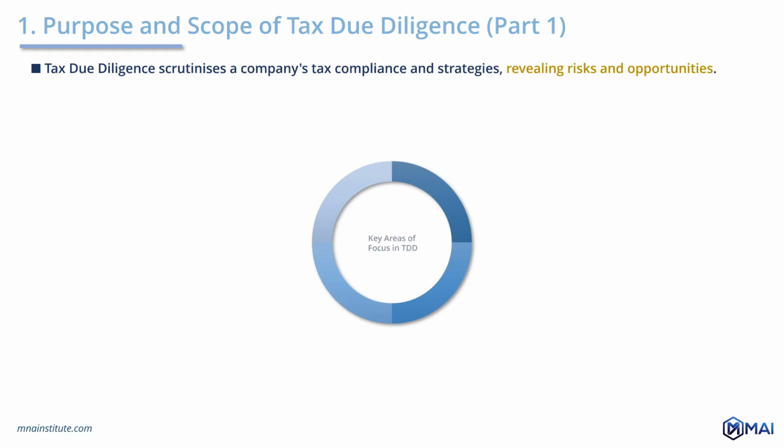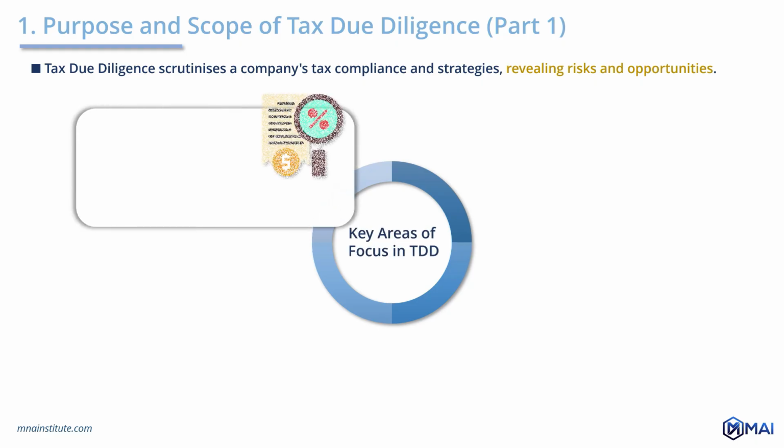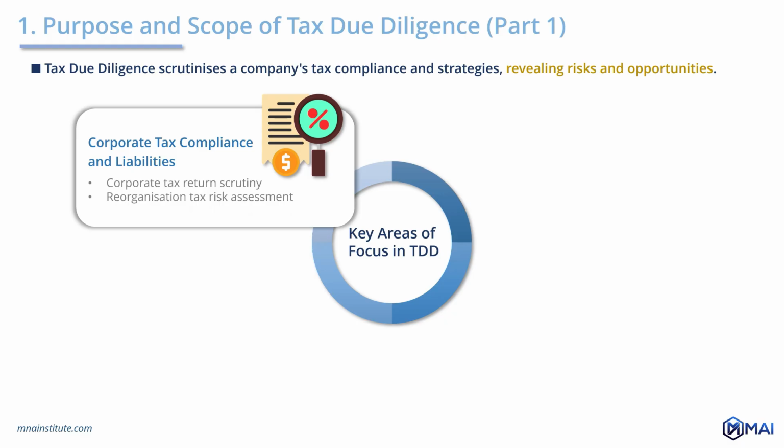Key areas of focus in tax due diligence. Corporate tax compliance and liabilities. Examine the target's corporate tax returns and computations for accuracy and compliance. Assess the implications of previous reorganizations or transactions for hidden tax risks or future costs. Analyze any share-based payment schemes for proper tax treatment and potential exposures.